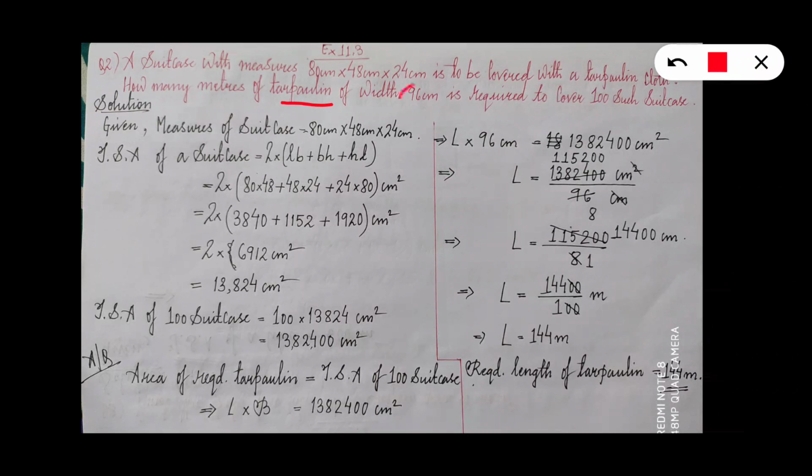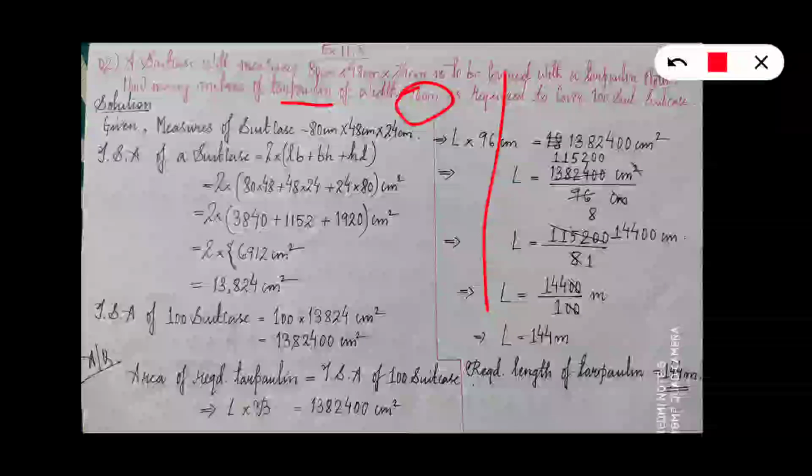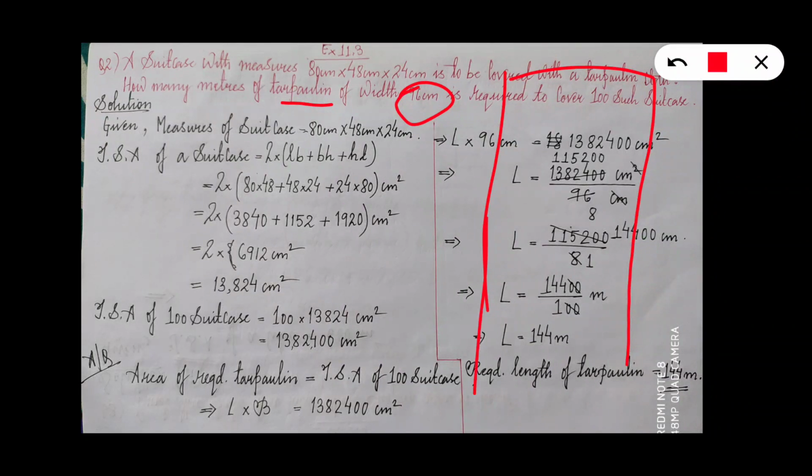A tarpaulin breadth is given. Tarpaulin is a kind of material used in the tent, by which you can make the cover of the suitcase also. It is in the shape of a rectangle, like this. So this is a cloth. So the wide is fixed. Wide means this part is fixed. What is the wide? It is given 96 centimeter.